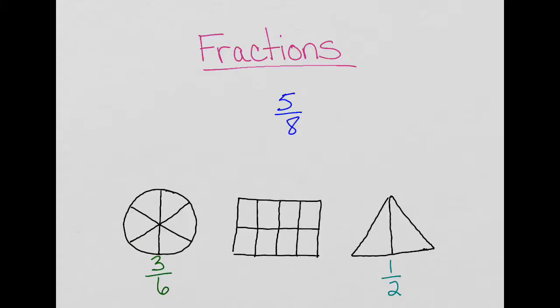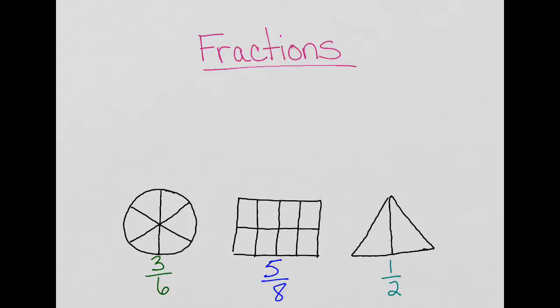So that means that the last shape, the rectangle, has to be divided into 8 pieces. Count them up and make sure. Are there 8 pieces? Yep, there are. Oh, let me move that down a little bit. Okay, good. All right, now we know how the denominator works. Now we just need to color in how many pieces they tell us.